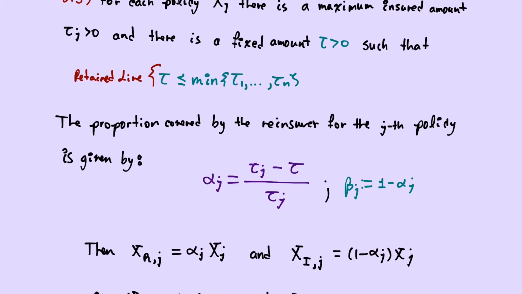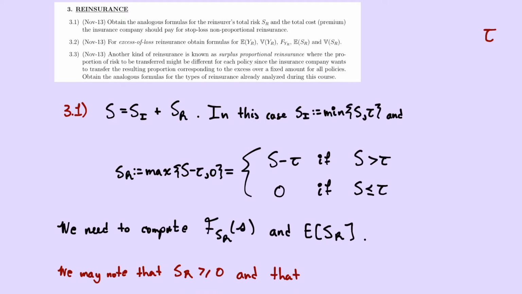And what does this number represent? Because it says here, they want to transfer the resulting proportion corresponding to the excess over a fixed amount for all policies. So that value of tau is that fixed amount for all policies. And what it refers to is transferring the resulting proportion.